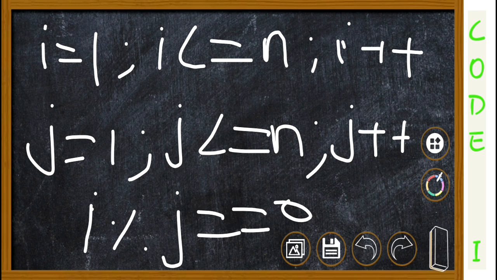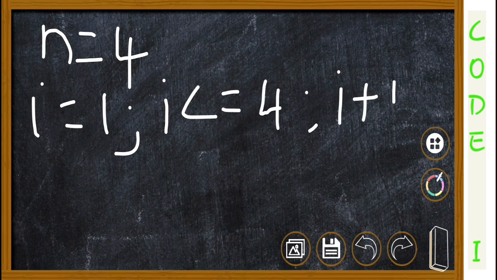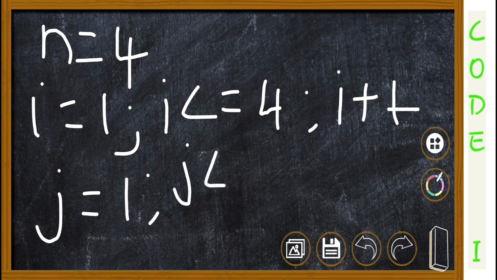Okay, let's see how these two loops work and how we get the series of prime numbers printed on the console. Let's take a smaller number, and if the user gives the smaller number n equals 4, then i will be 1, i less than or equal to n, that is 4, and i plus plus, and j equals 1, j less than or equal to 4 and j plus plus.